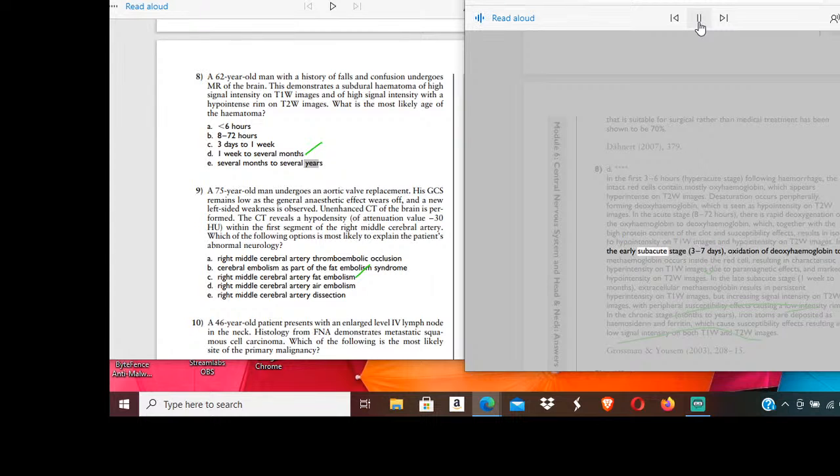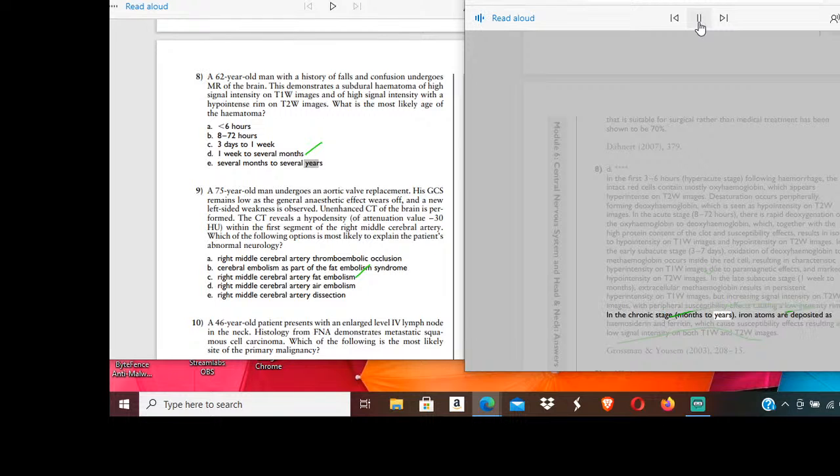In the early subacute stage, 3-7 days, oxidation of deoxyhemoglobin to methemoglobin occurs inside the red cell, resulting in characteristic hyperintensity on T1W images due to paramagnetic effects, and marked hypointensity on T2W images. In the late subacute stage, 1 week to months, extracellular methemoglobin results in persistent hyperintensity on T1W images, but increasing signal intensity on T2W images with peripheral susceptibility effects causing a low-intensity rim.